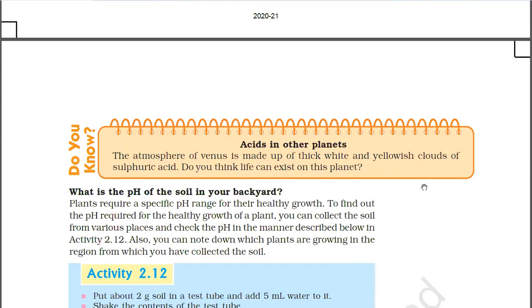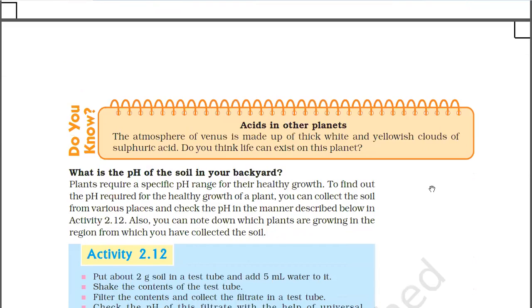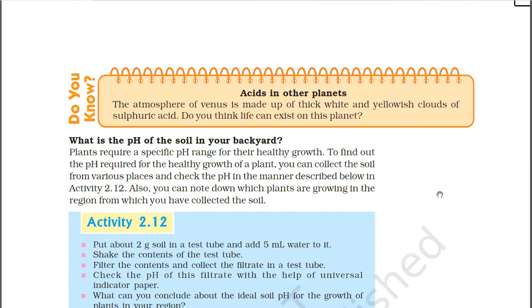Do you know? Acids in other planets. The atmosphere of Venus is made up of thick, white, yellowish clouds of sulfuric acid. Do you think life can exist on this planet?